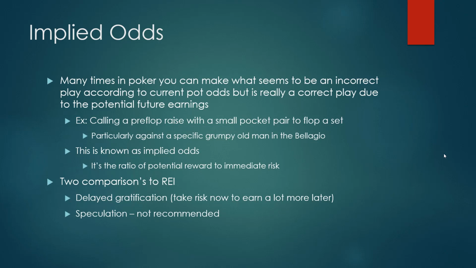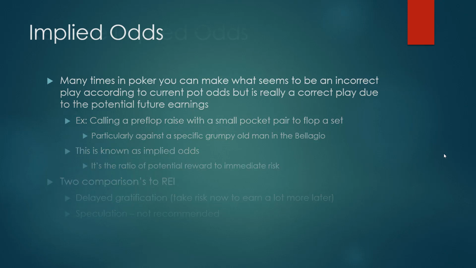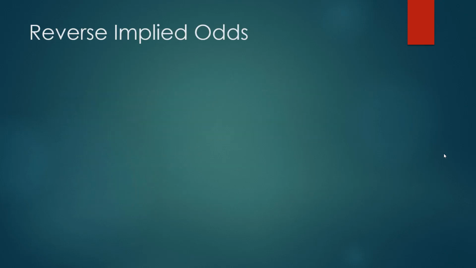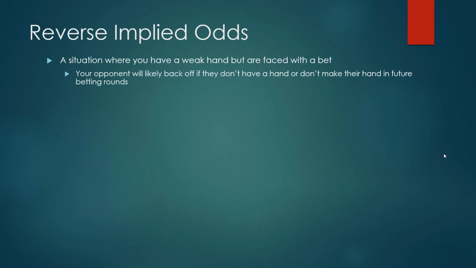It's a negative cash flow, they're not good properties, but you think appreciation is going to take care of itself. We don't want to do that. Those are not implied odds. Those are actually what we call reverse implied odds, one of the funniest things in poker, where you have a weak hand and you're faced with a bet.